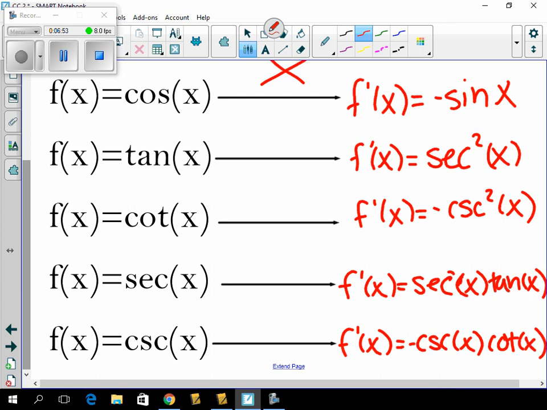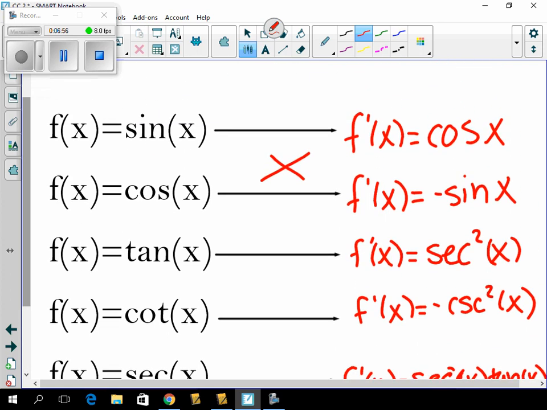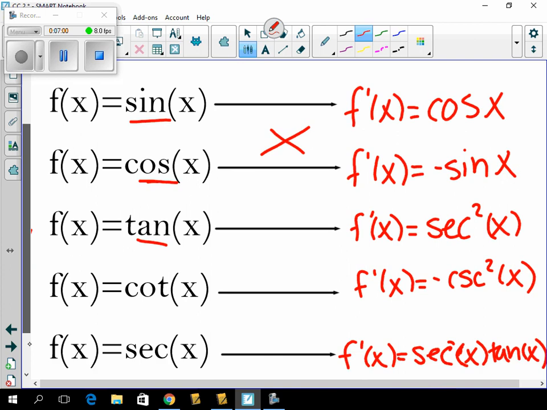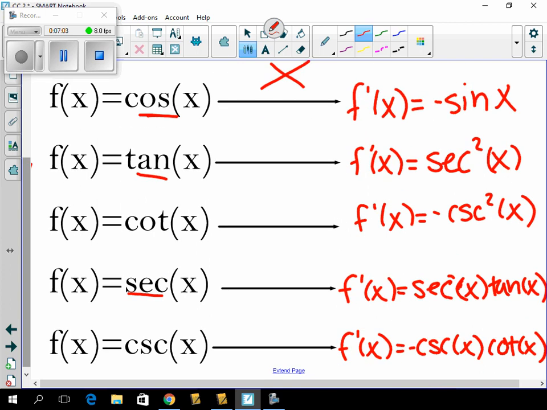If we can remember generally sine, cosine, tangent, and secant, we can usually be able to get to them all. So these are ones that we're going to have memorized.